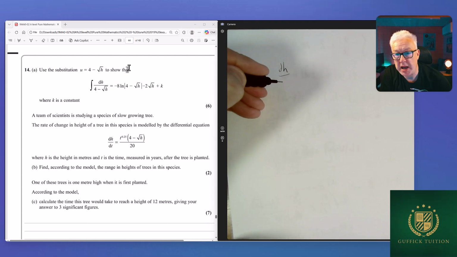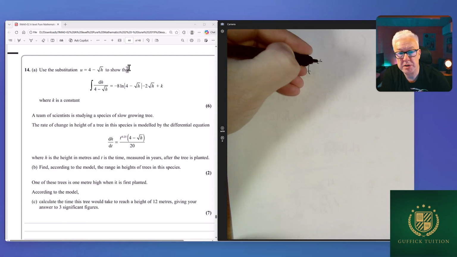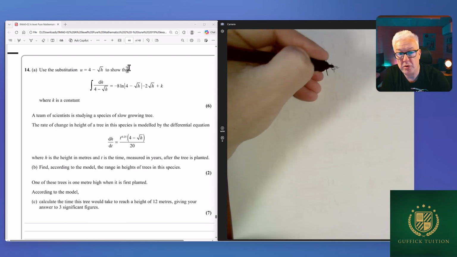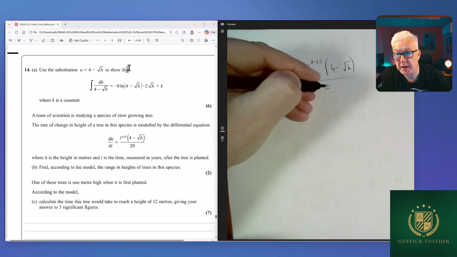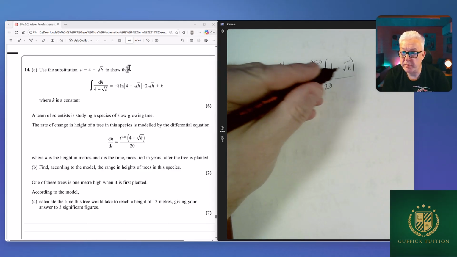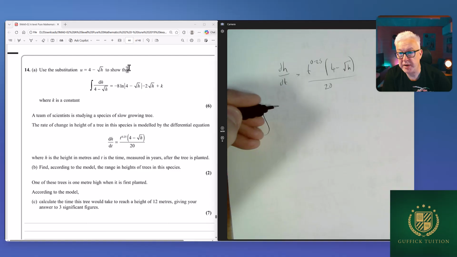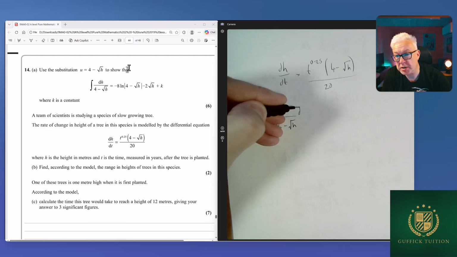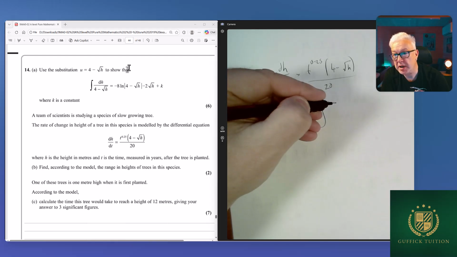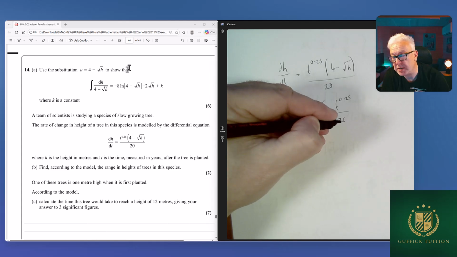So we have dh by dt is equal to t to the 0.25 times by 4 minus root h all over 20. So I'm going to divide everything by 4 minus root h. So I'm going to separate the variables. So I'm going to get the integral of 1 over 4 minus root h dh is equal to the integral of t to the 0.25 over 20.